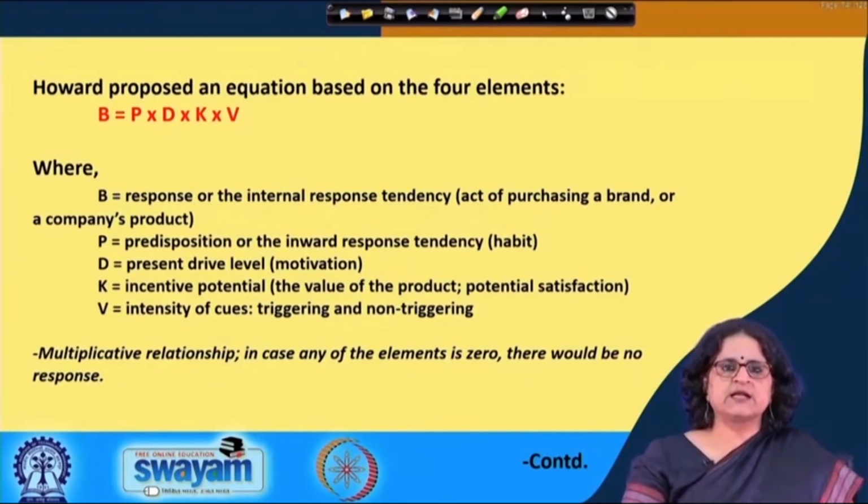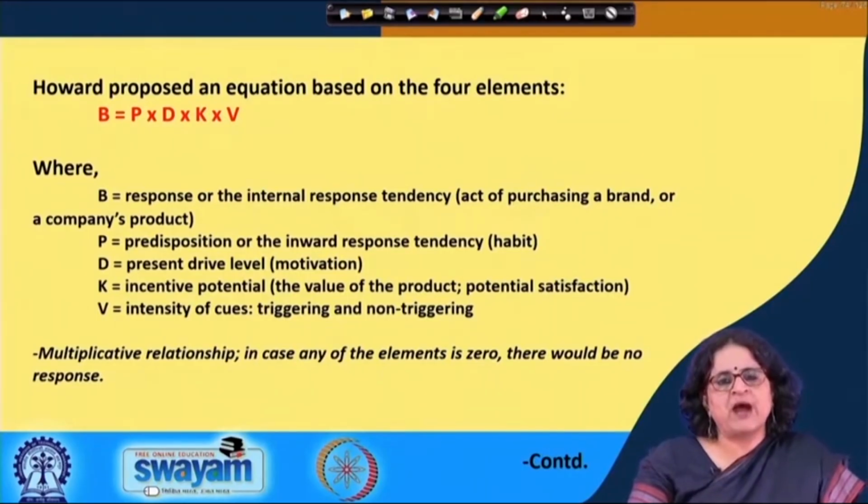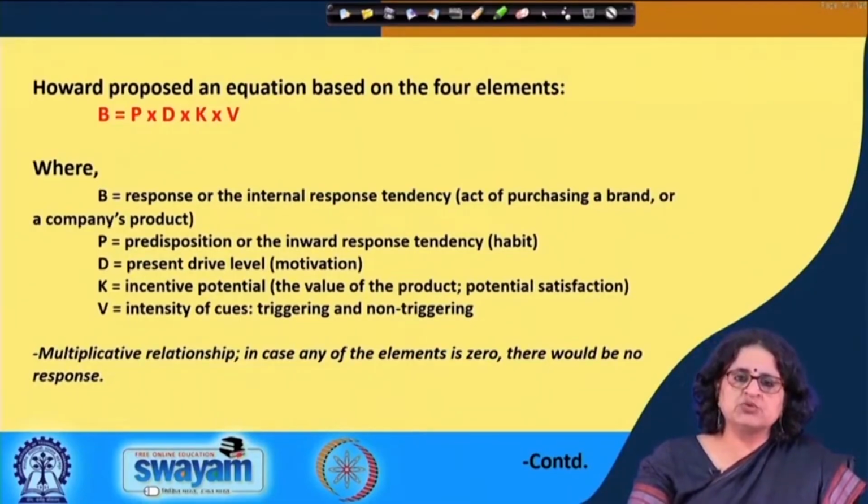So he said that for a particular response to occur, it is important that there is a predisposition which also goes along with the level of motivation, which again goes along with an incentive potential or the value of the product in terms of potential satisfaction which a customer or a prospective customer sees in the product, and which is again multiplied by the cues which he actually receives, and it is the strength of the cues which constitutes the V. So this is how he explained.